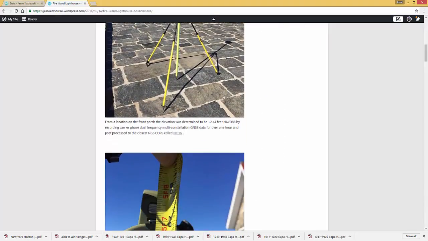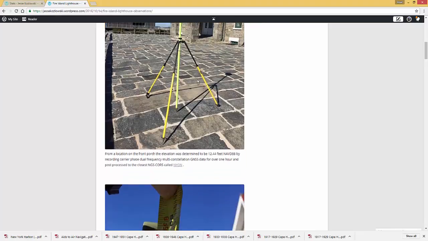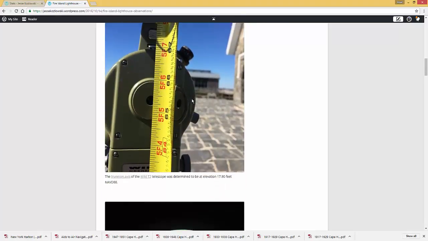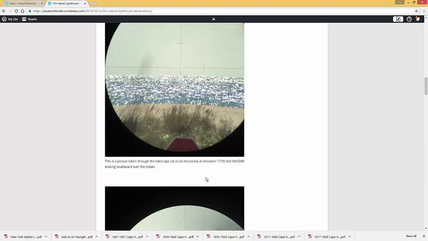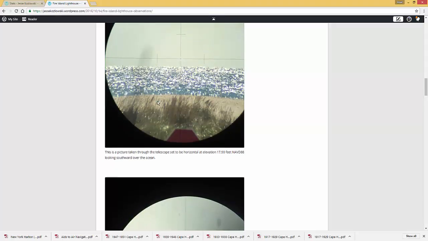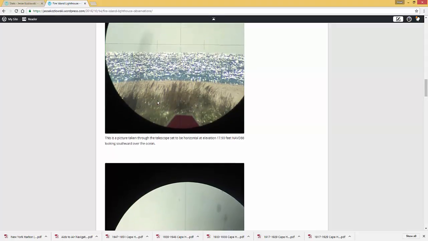establishing a position out in front on the porch, getting my theodolite height, determining the elevation of the theodolite, and this is just a picture with the telescope set horizontal at elevation 17.9 NAVD 88. Okay, and there's the ocean surface, there's my telescope out, looking out horizontally.